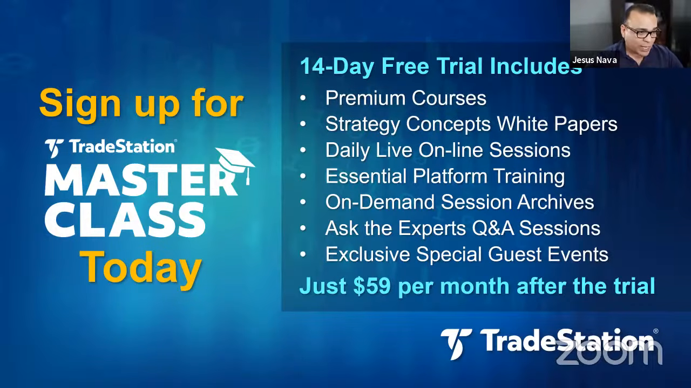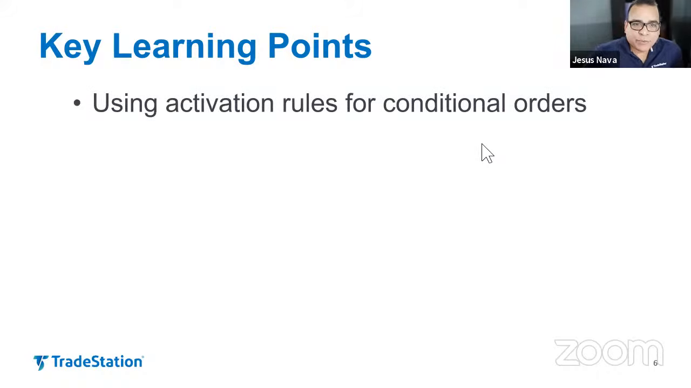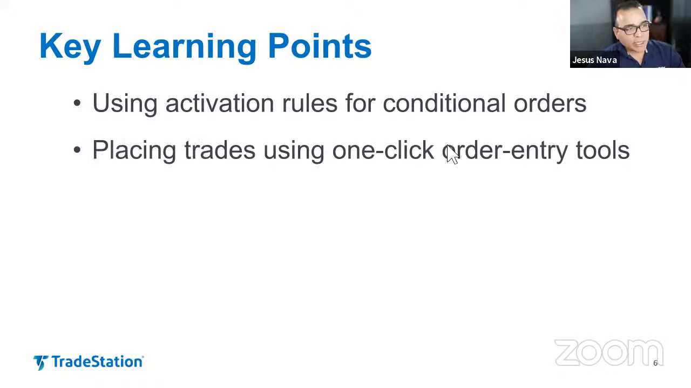All right. What we're going to talk about today. We're going to learn about using activation rules for conditional orders. We're going to take a look at placing trades using one-click order entry tools. We talked at the very beginning about having efficiency when you place the trades. We want to make sure that we are on top of our technology so that when it comes to place that trade, you don't get stuck and the opportunity to put in a good trade doesn't go away.